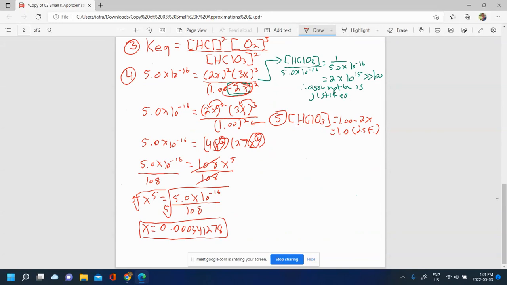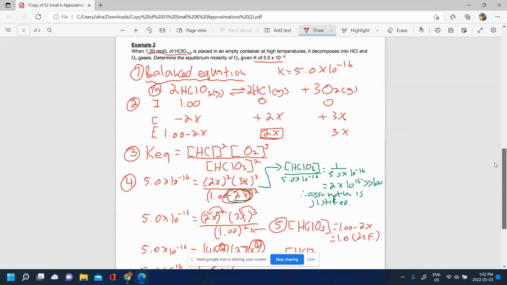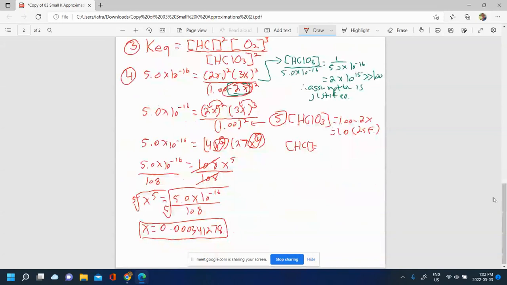Over here, we'll do the concentration of the HCl, which was, let me just double check, 2x. And so when we do that, we get, so times 2, about 0.000682557 molar, or if you were doing 2 sig figs, 0.00068 molar.